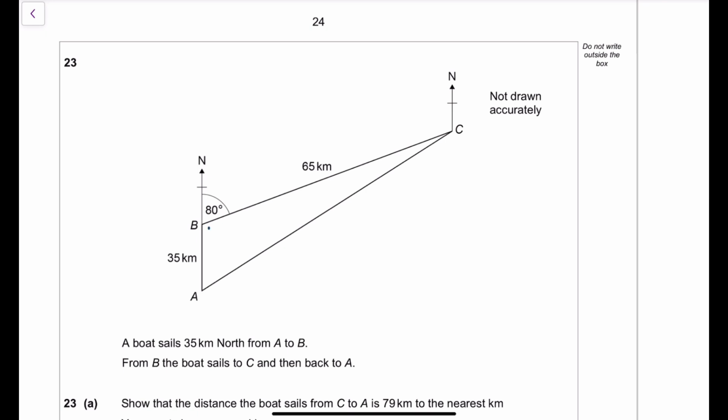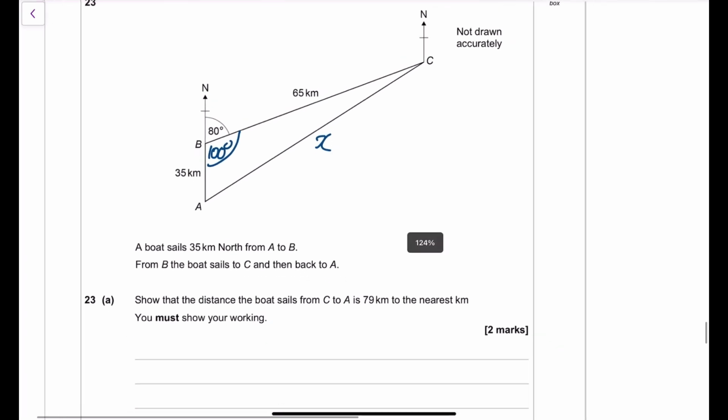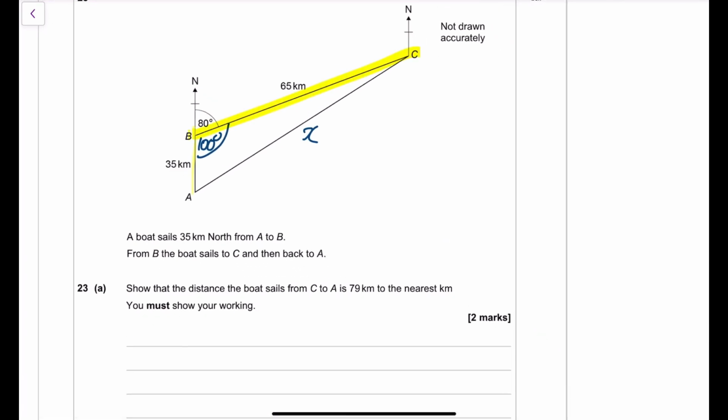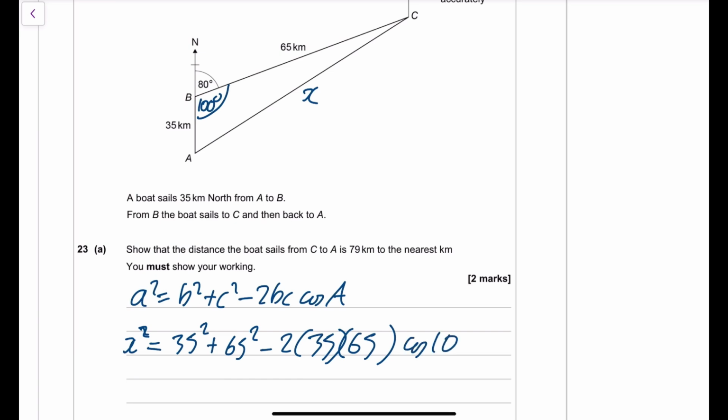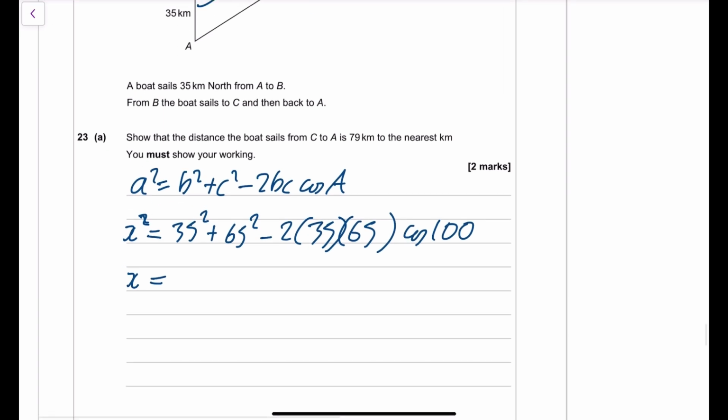Okay, right, let's do a wee bit of working out here. This will be 100 degrees first of all. And what else do we know? We just need to find this thing x. After we've done that, this is just a cosine rule question because you've got a side, and the included angle. That's why it's a cosine rule question. Right, I'm just going to write my cosine rule down here: a squared equals b squared plus c squared minus 2bc cos A. So in this case, x squared is equal to 35 squared plus 65 squared minus 2 times 35 times 65 times cos of 100. Put that into your calculator and square root it, and you'll get your x.